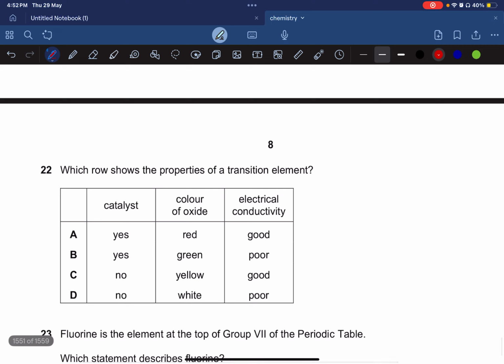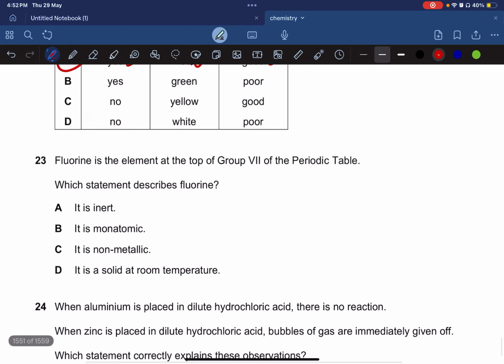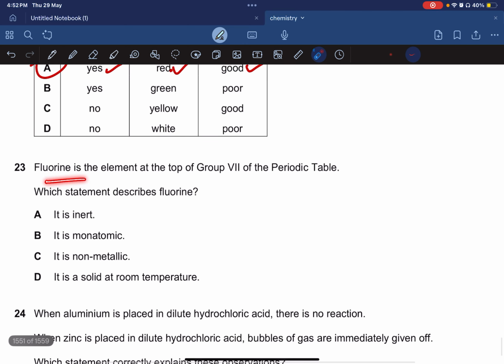Which row shows the properties of a transition element? Catalyst, yes, I guess that is, good. Red, it's going to be, I guess that's the easiest question in this entire paper. Okay, fluorine is the element at the top of group VII. That means group 7 of the periodic table. Which statement describes fluorine? It's going to be the most reactive, because in group 7, reactivity increases as you go up. It is inert, not at all.